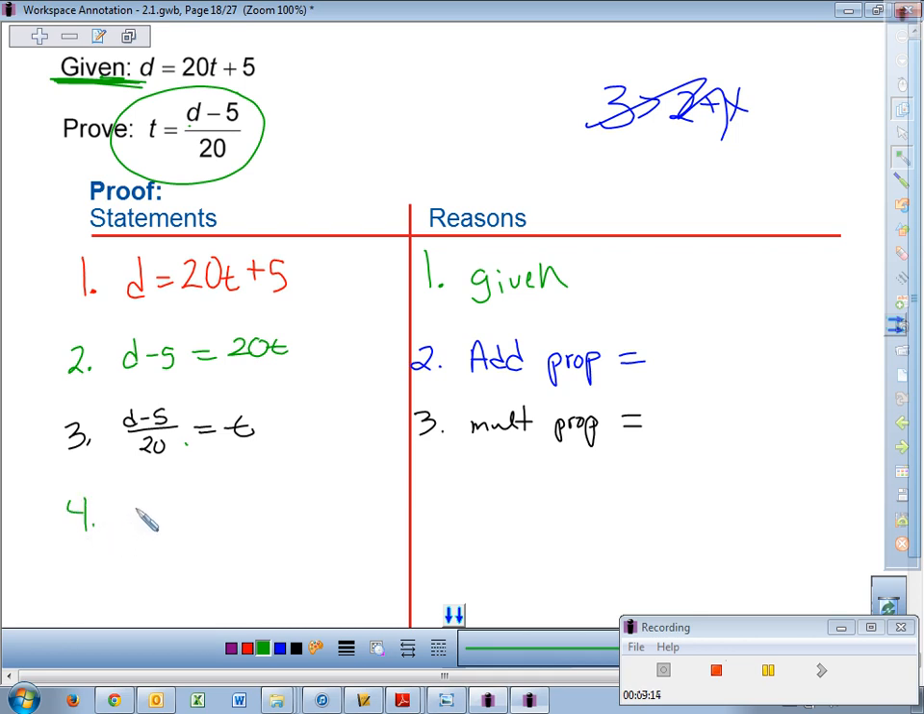Step 4. T can come over here, and d minus 5 comes over there, over 20. And all I need to know is why I can make them switch sides from one to the other. How come that can happen?